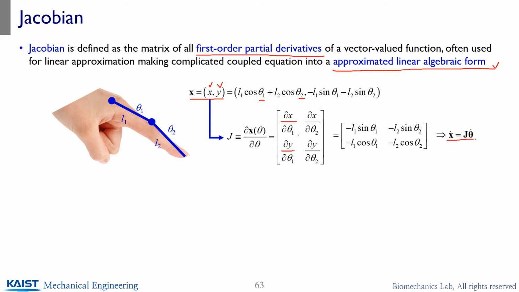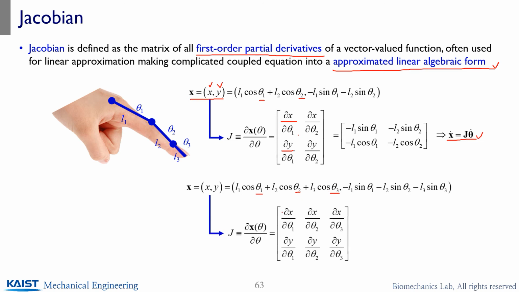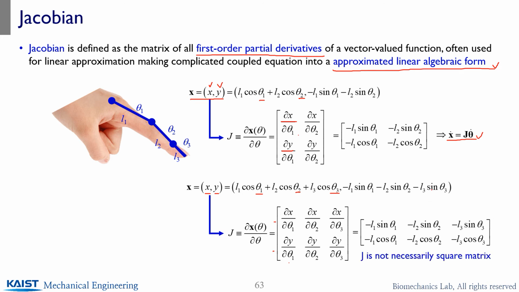This can also be used for defining the velocity in a simple algebraic matrix form. And if I add another segment, like a 3-segment system, I will have more variables: theta 1, theta 2, and theta 3. So my Jacobian is 2 by 3, because I have only two functions, so 2 rows, and 3 variables, so 3 columns. This 2 by 3 Jacobian matrix can also be used for formulating velocity in a matrix algebraic form. Note that the Jacobian is not necessarily a square matrix; it depends on how many variables and how many sub-functions you have.